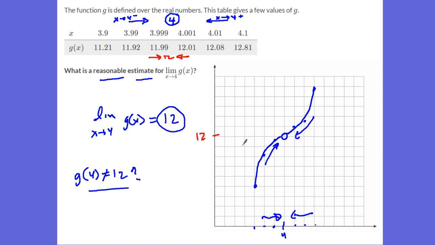Maybe it doesn't equal 12. Maybe g of 4 equals 14 all the way up here or something like that. We don't know, but that doesn't mean the limit doesn't exist. The limit does exist, because they agree with one another. The limit exists because it agrees from the left, it agrees from the right, and that limit is 12.